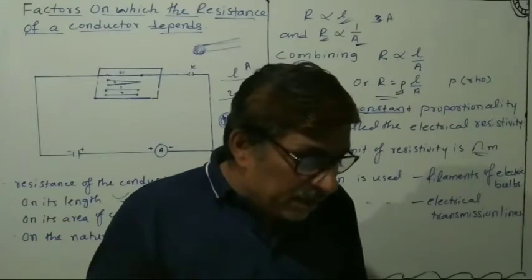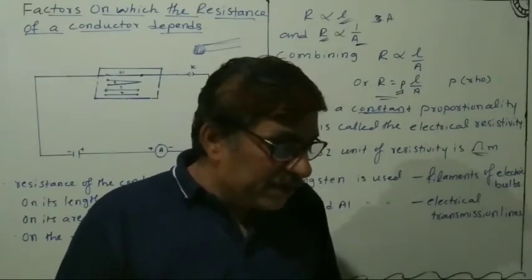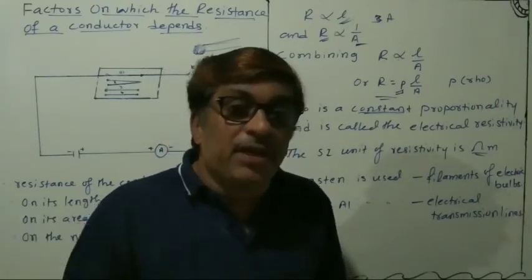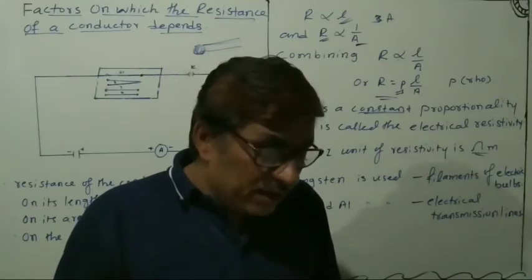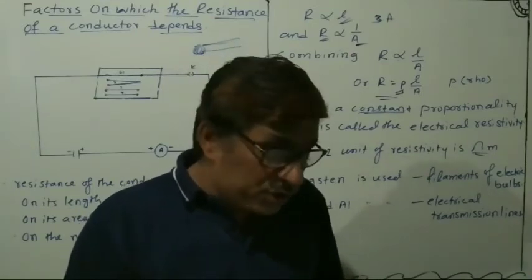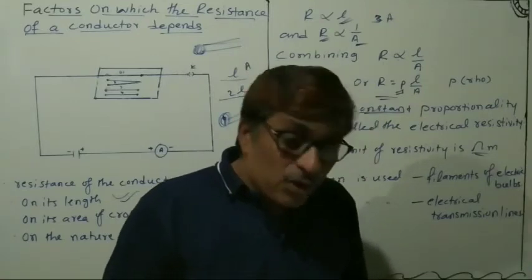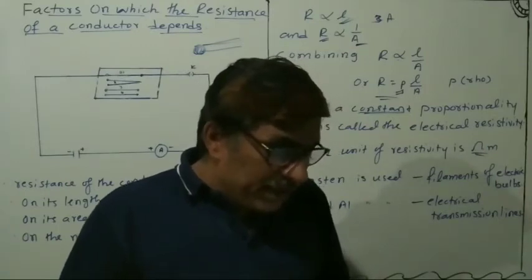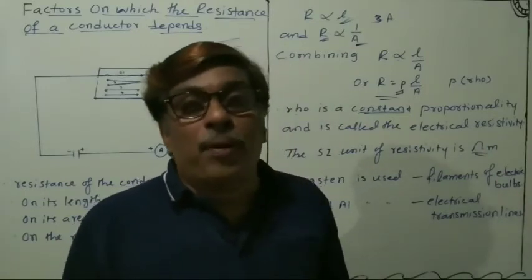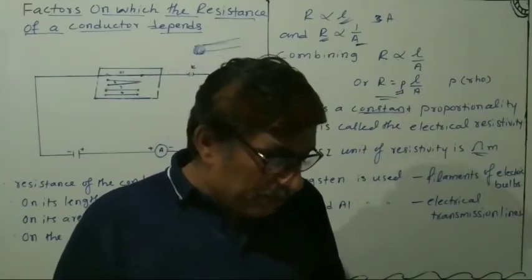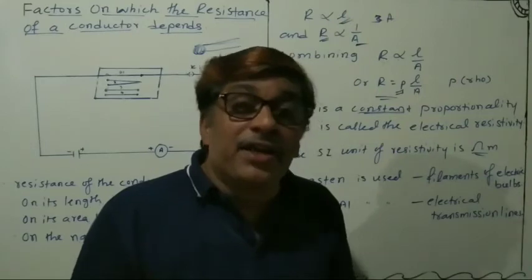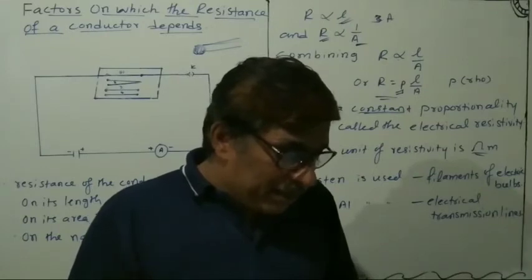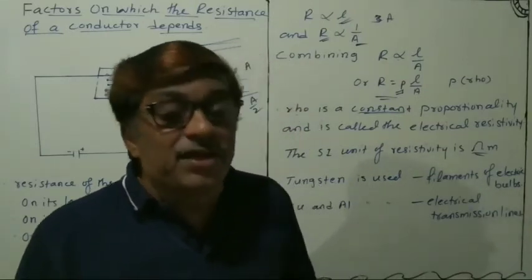Now, the resistivity of an alloy is generally higher than that of its constituent metals. Try to understand here, students. For example, Constantan is an alloy of copper and nickel. You have to remember this, dear students. Manganin is an alloy of copper, manganese and nickel. And nichrome is an alloy of nickel, chromium, manganese and iron.